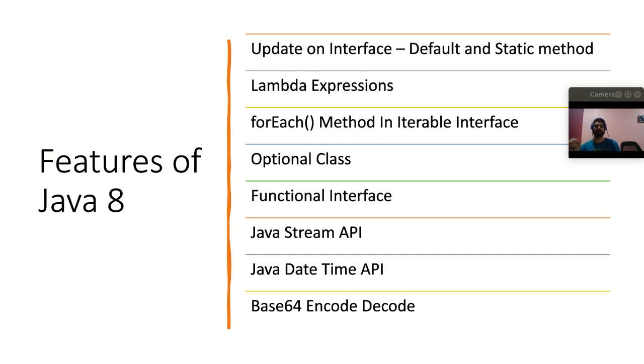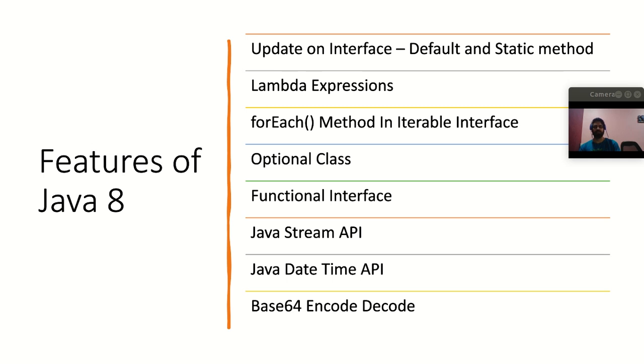The next feature introduced in Java 8 was the Java Date Time API. Earlier, before Java 8, there was no support for time zones. So you had to manually put in the conditions and use the time zone.